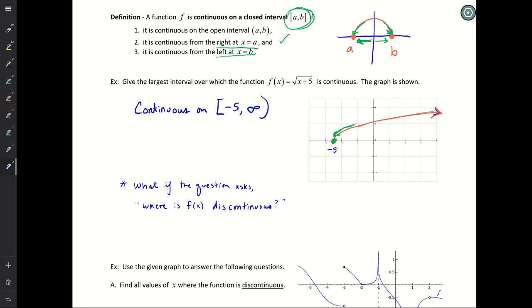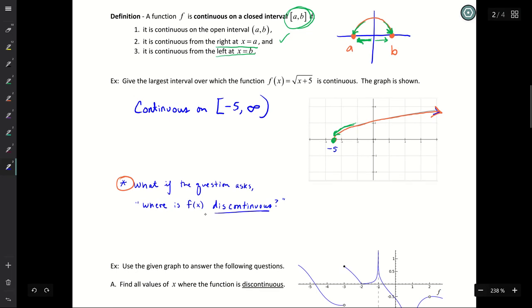I've also added here 2 notes, and please add this. You might want to put a little star there next to it because this is something that's important. A lot of times the textbook asks questions in 2 different ways. So they could ask you, what interval is it continuous on? You know, give that largest interval, which we've already done. But they can also ask the question of, where is f of x discontinuous? And so let me answer that question as well.